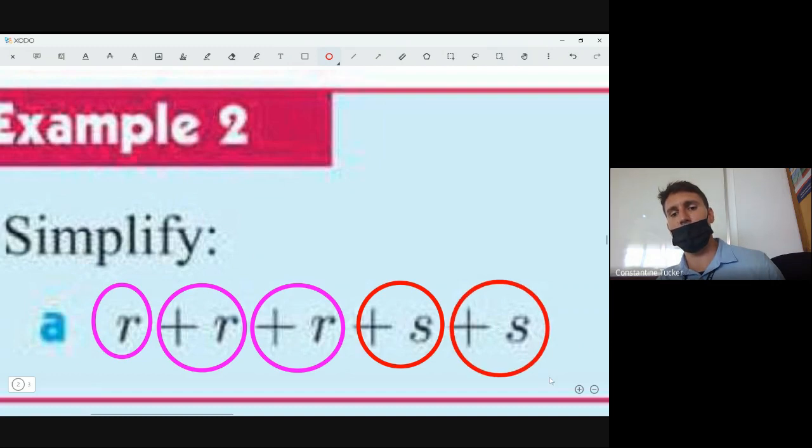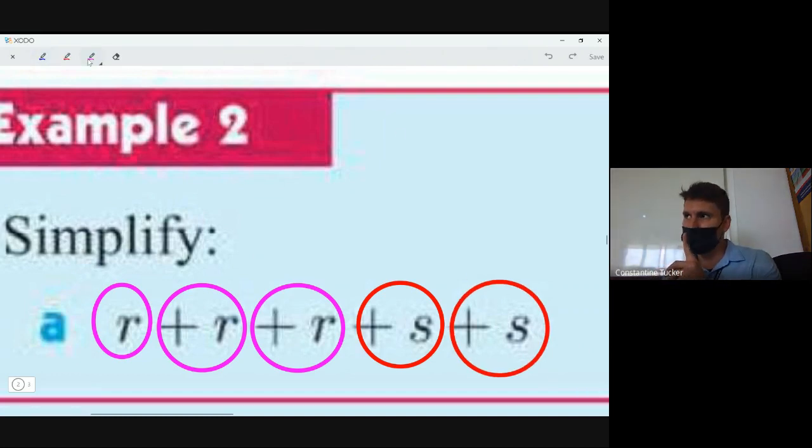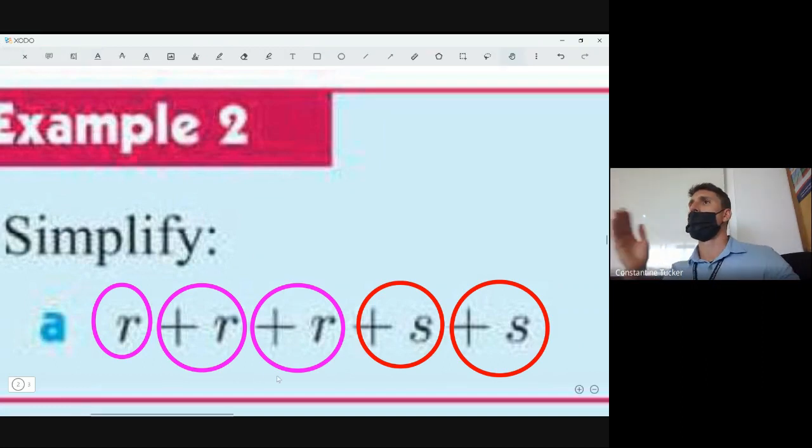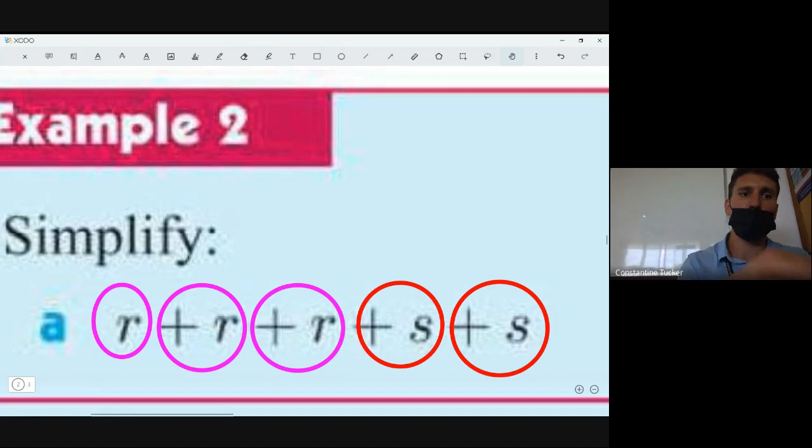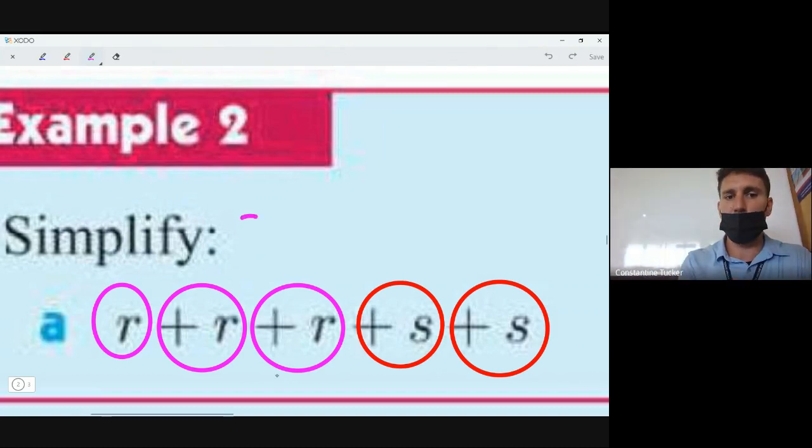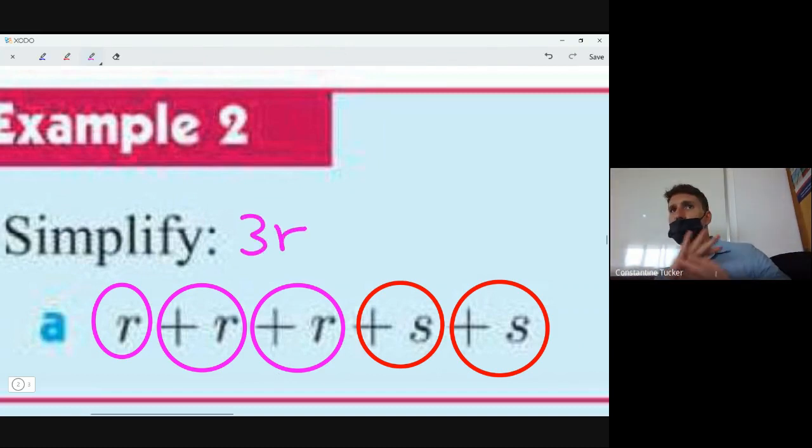That is actually not correct. We do it slightly differently. I think somebody said it: 3r. That's the way we do it. So effectively, how does it work? Think about it this way. One lot of r plus another lot of r plus another lot of r. How many lots of r? 3 lots of r. And the way we do that is we say 3r. That's all we write down.